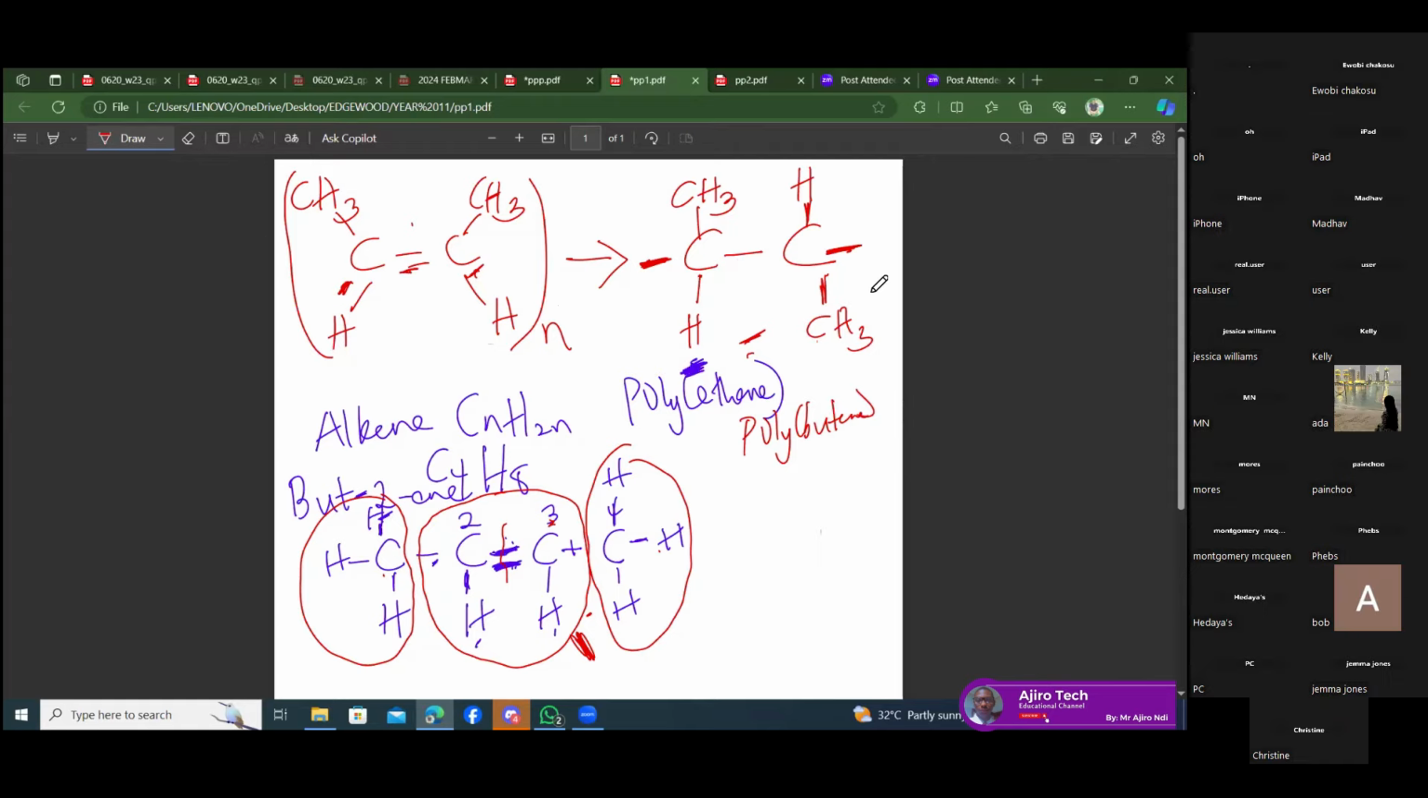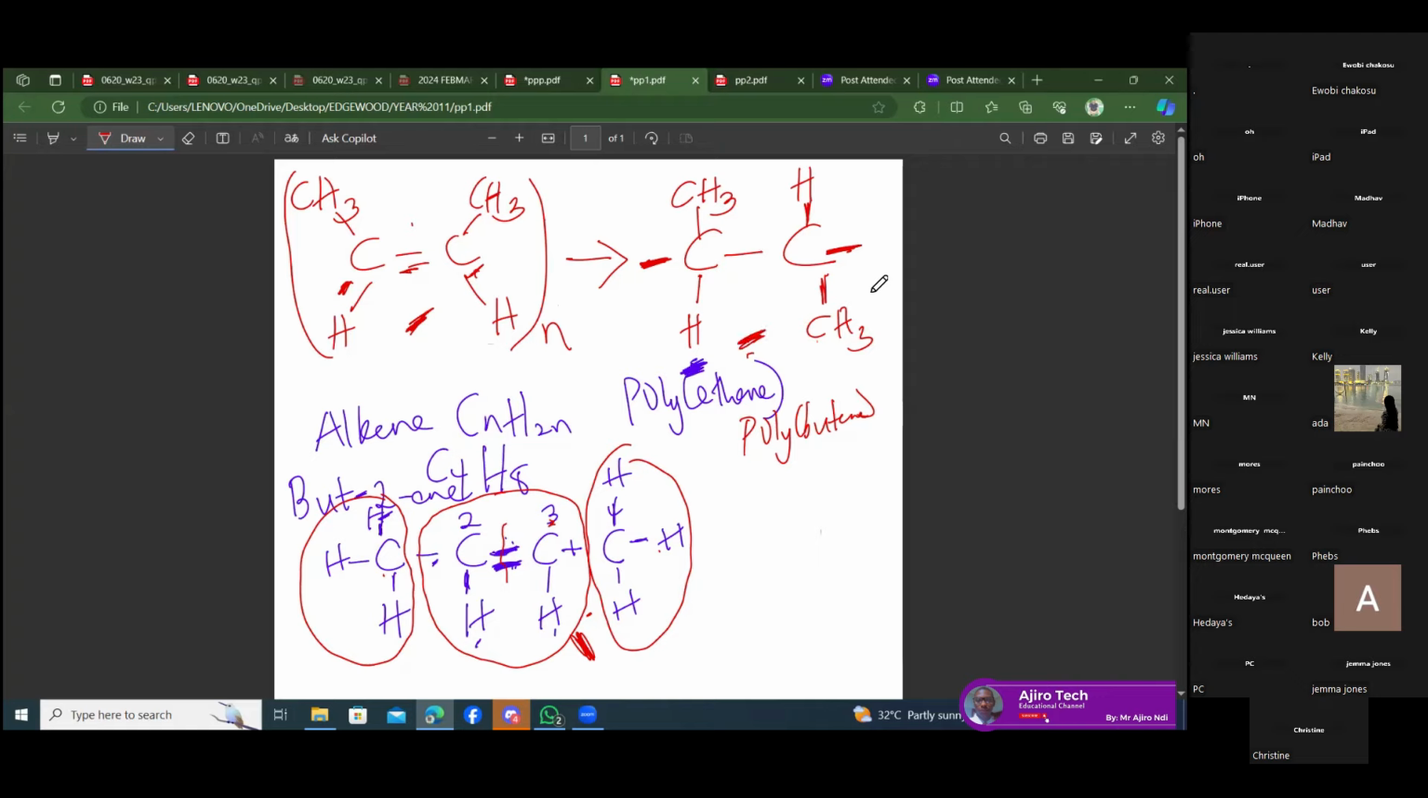So I believe I've explained enough on addition polymerization. Okay, we've talked about polymerization. So apart from addition polymerization, we also have condensation polymerization. For condensation, we've reviewed addition polymerization, which has to do with majorly an alkene. And remember that addition polymerization forms a single product.